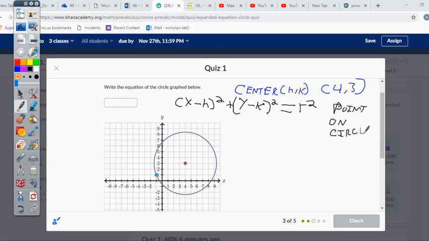A point on the circle is (x, y). And so our point on the circle is going to have coordinates of, our x value is -1, our y value is +1. So the point on the circle is (-1, 1). All right.